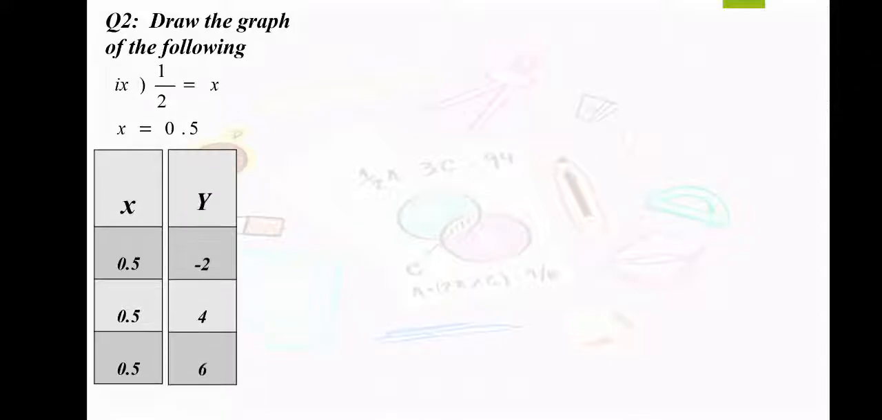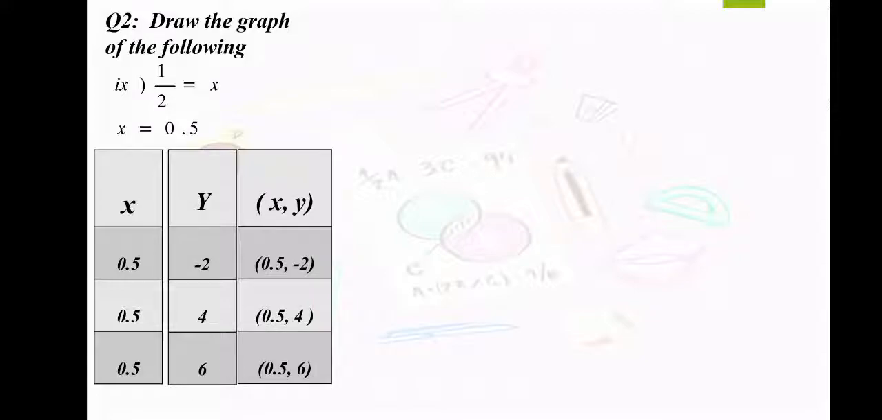For the y column, take random values. The first row is -2, the second row is 4, and the third row is 6. The ordered pairs will be (0.5, -2). The second row ordered pair will be (0.5, 4). The third row ordered pair will be (0.5, 6).